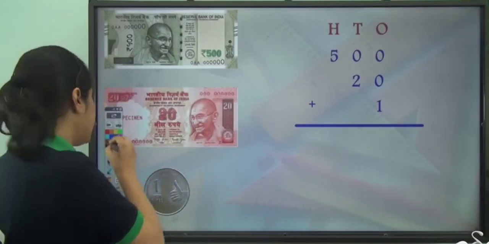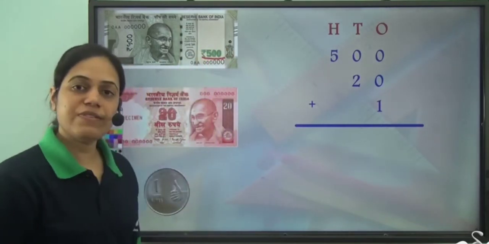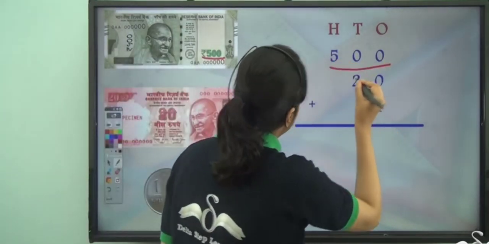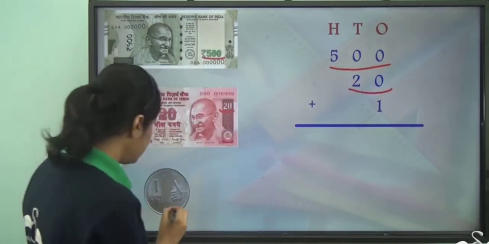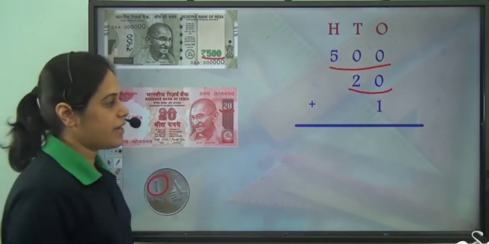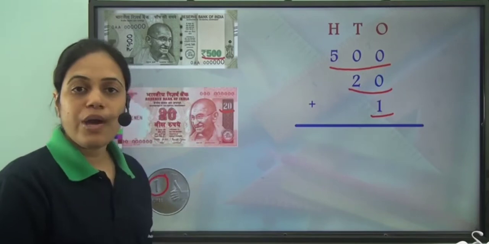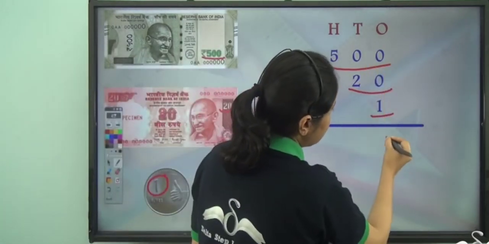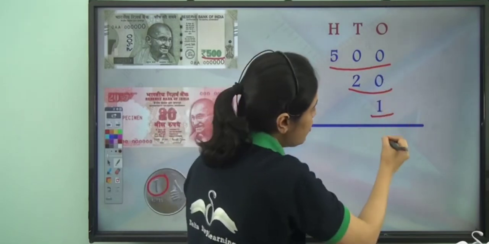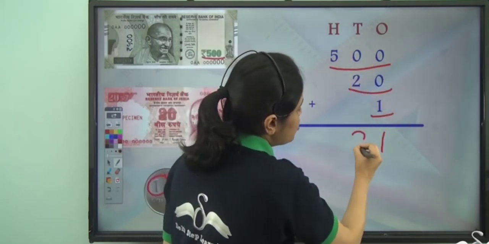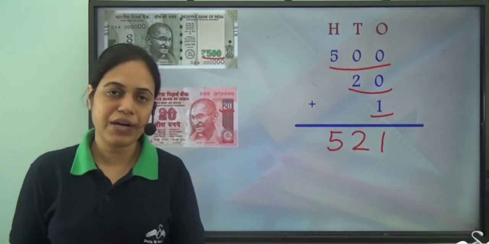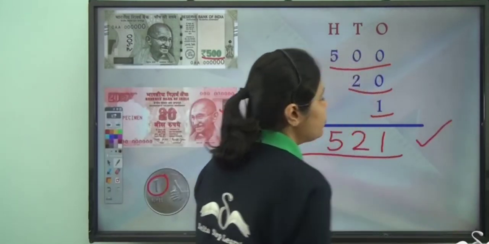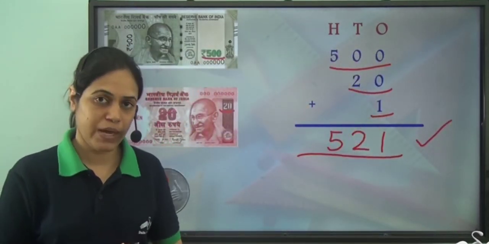So Ria's mother has used these three for making the payment. A note for rupees 500, so 500. Another note for rupees 20, so 20. And a coin for rupee 1, so 1. Now, if we add these three, we get 0 plus 0 is 0, 0 plus 1 is 1, 0 plus 2 is 2, and I have a 5. So we get 521. Now this is the amount which Ria's mother was required to pay.